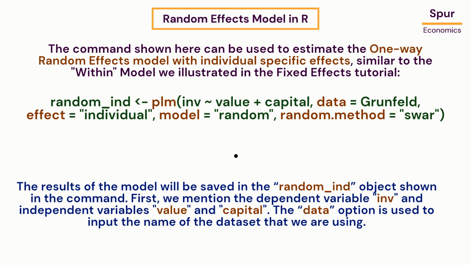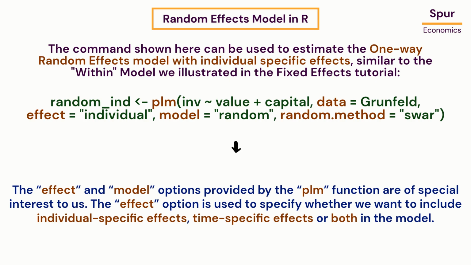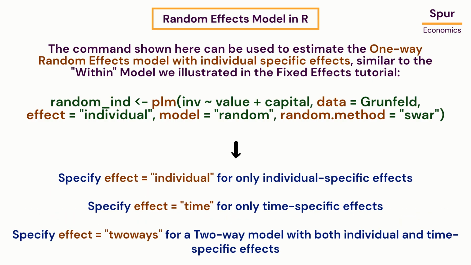The results of the model will be saved in the random IND object shown in the command. First, we mention the dependent variable inv and independent variables value and capital. The data option is used to input the name of the dataset that we are using. The effect and model options provided by the plm function are of special interest to us. The effect option is used to specify whether we want to include individual specific effects, time-specific effects, or both in the model. We specify individual if we only want to include the individual specific effects.